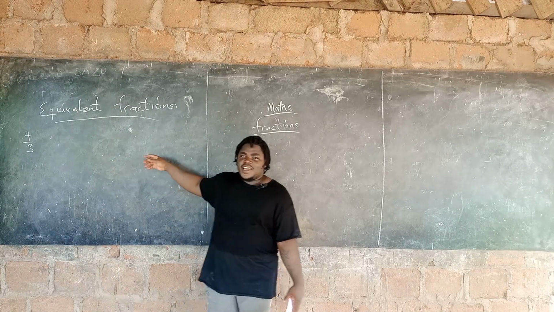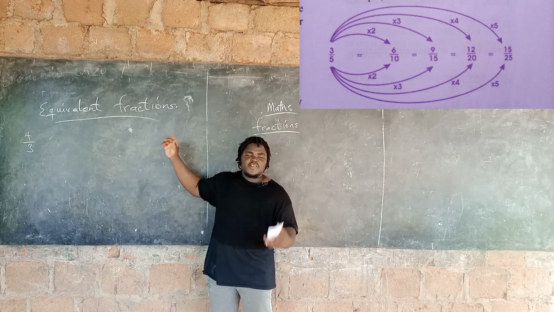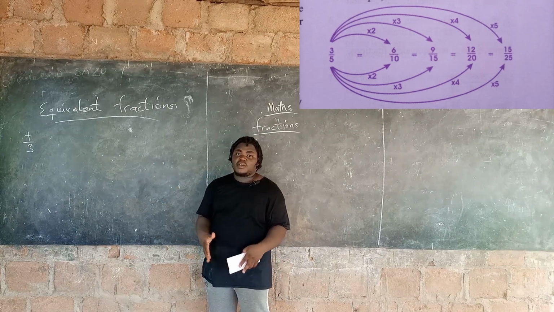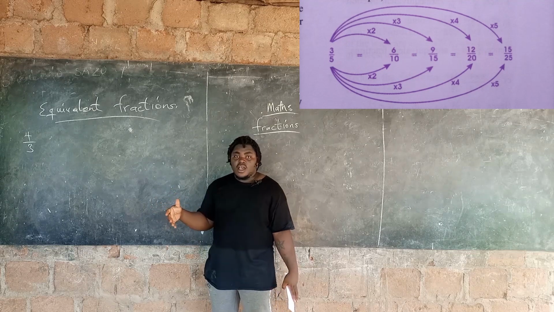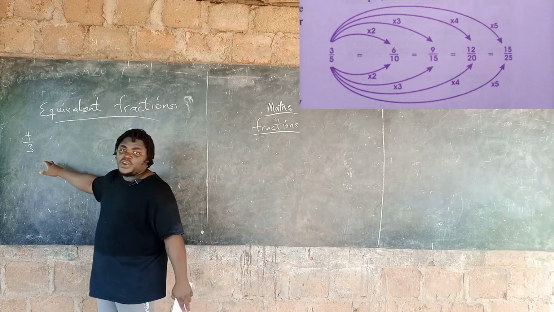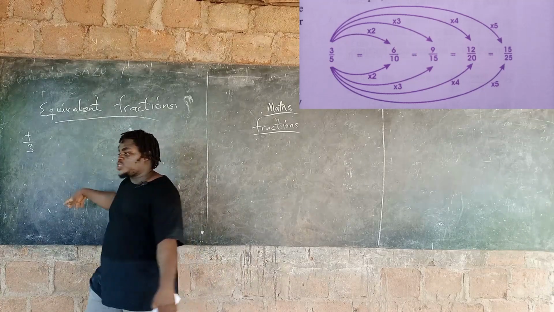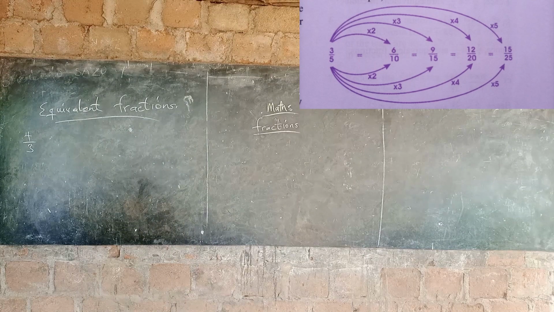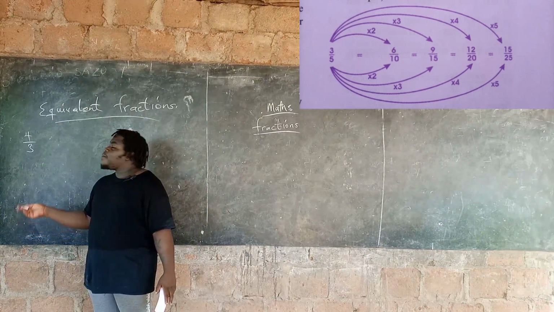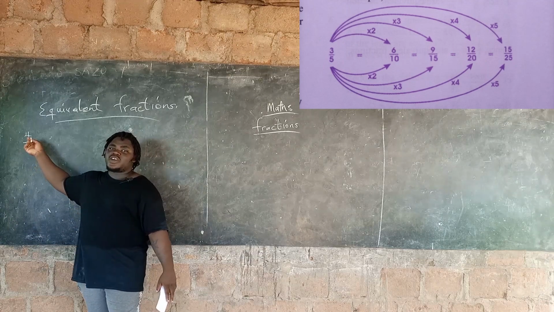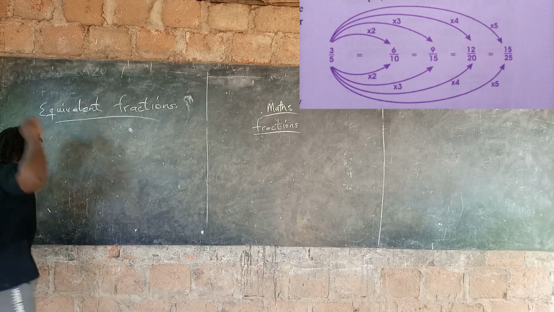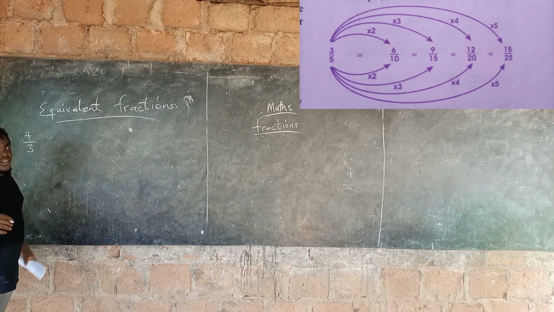Now let's talk about equivalent fractions. Equivalent fractions are fractions which have the same value but different looks. What do I mean by this? We have 4/3 over here. I want us to do something to 4/3. Usually, equivalent fractions are formed by multiplying the numerator and the denominator by the same number. So we are going to multiply 4 and 3 by 3.